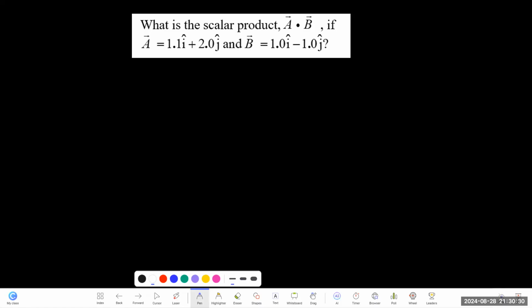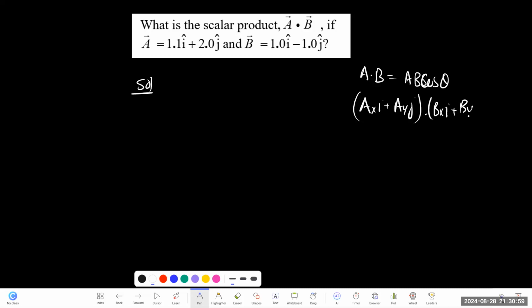Let's take a look at another problem. Okay, here's a dot product. We already talked about that. Dot product can be multiplied. A dot B equals AB cos theta. But here we don't have A and B in magnitude form. We have AxI plus AyJ, and then dot BxI plus ByJ.